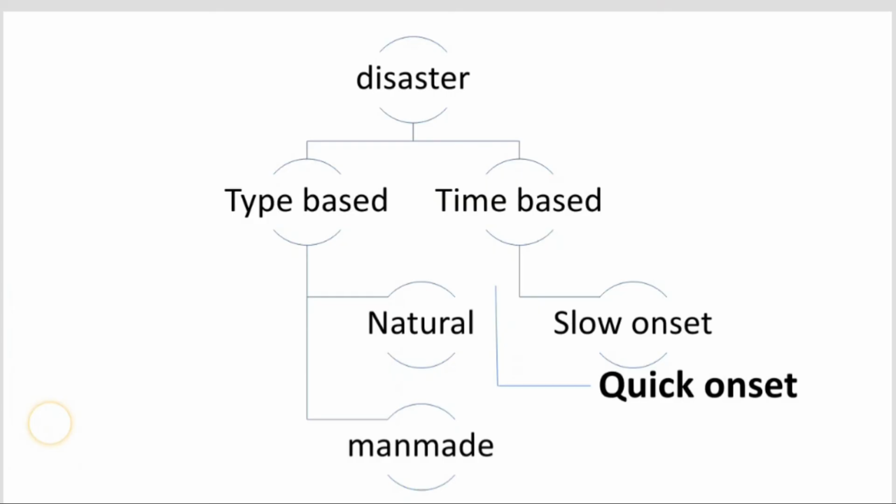Now let me categorize the disasters. Disasters can be categorized into time-based and type-based. Type-based includes natural and man-made disasters, and time-based includes slow onset and quick onset. Slow onset means it will take time to happen, so slowly it will be happening. But quick onset means the disaster will be happening at once. You don't even get time to think what should be done to save our life, whom to call for help and all. So students, that's all for now.